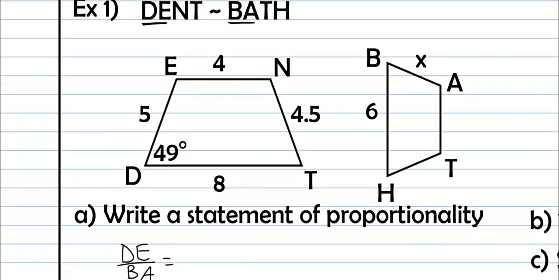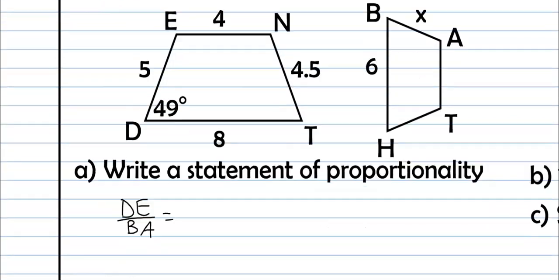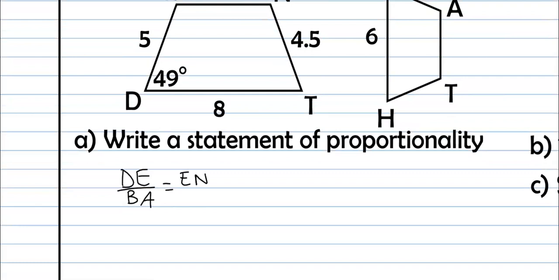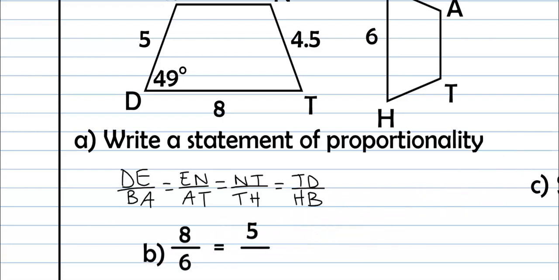So those were our first two letters. Now do your second and third, and second and third. So EN and AT. And keep going. So the next one would be NT and TH. And then we want to go with last letter, first letter. So TD and HB. All right, so that's a statement of proportionality. If you have four sides, you're going to have four ratios. If you have a triangle, then you're only going to have three, okay, and so on.